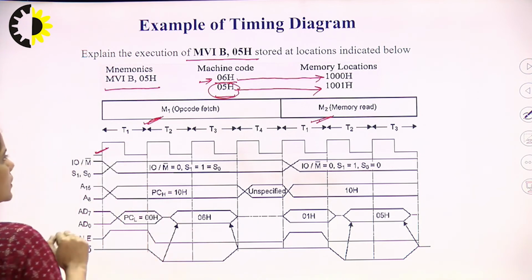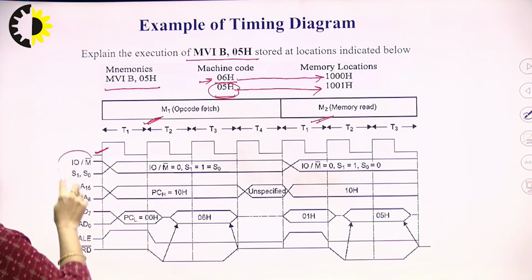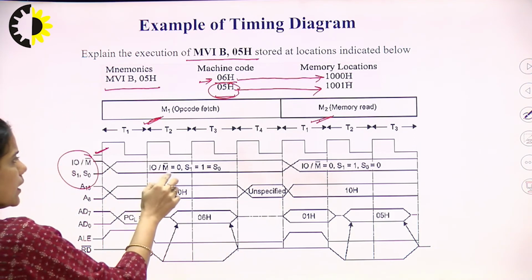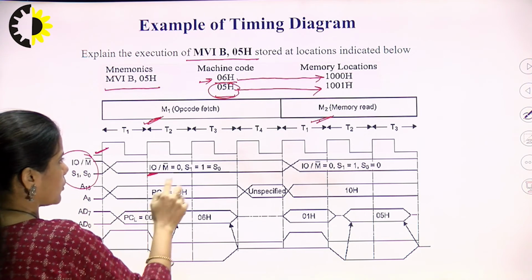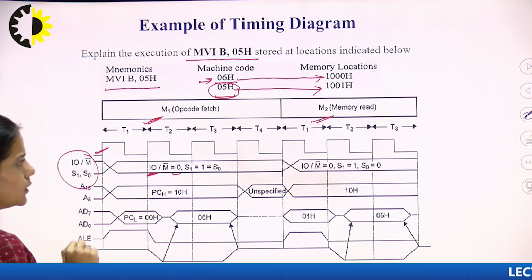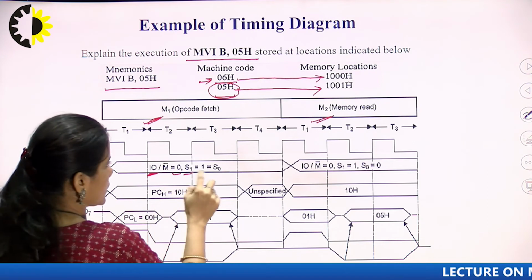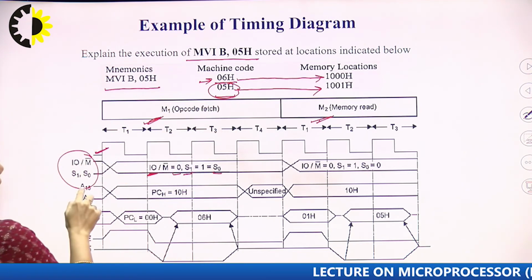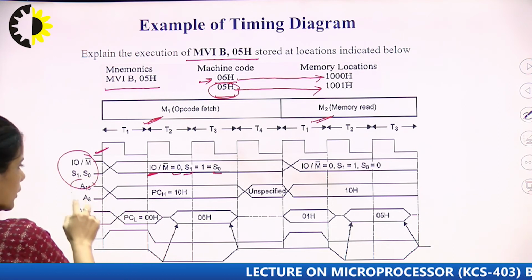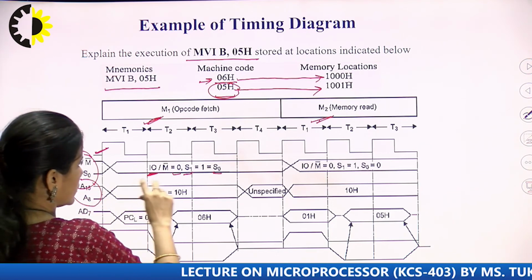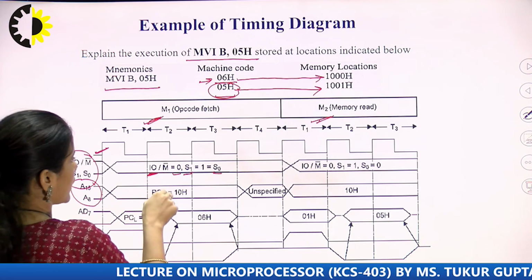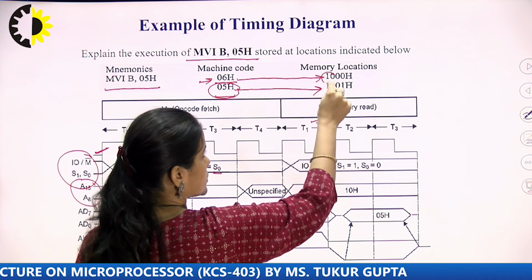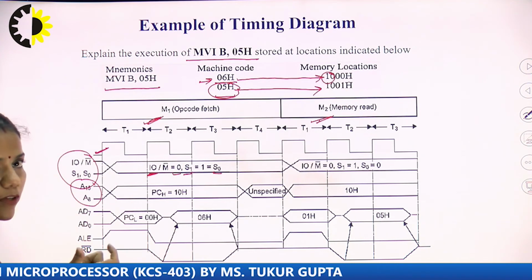So, this is the T states representation here. Input output oblique memory bar, S1 S0 are represented using the group signals, and this is the memory read operation. So, input output oblique memory bar goes low. S1 and S0 both are 1 1 during the opcode fetch machine cycle. The higher order address bus is latched during the T1 state, and it is carrying the higher order address. What is the higher order address? This one, 10 of opcode fetch part.